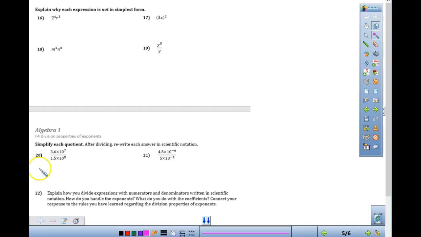I want to take a look at the scientific notation ones. Let's go to number 20. So, same rules apply for dividing as they did with our exponent rules. So, what you are going to do on your calculator is take 3.6 and you're going to divide it by 1.5.